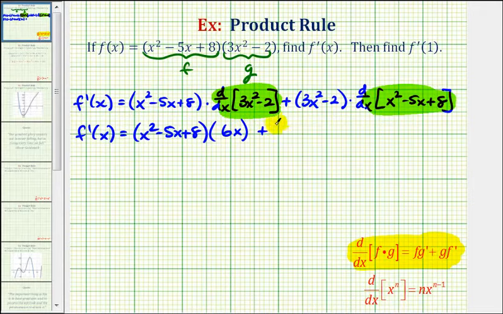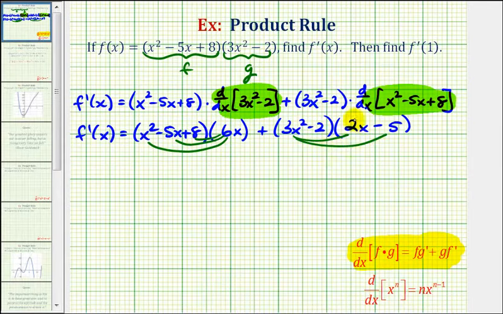Then we'll have plus 3x squared minus 2 times the derivative of x squared minus 5x plus 8. The derivative of x squared would be 2x minus the derivative of 5x, which would just be 5, and the derivative of 8 would be 0, so our derivative is 2x minus 5. So now we'll find these products. Here we'll have 3 products, 1, 2, 3, and here we'll have 4 products, 1, 2, 3, and 4.